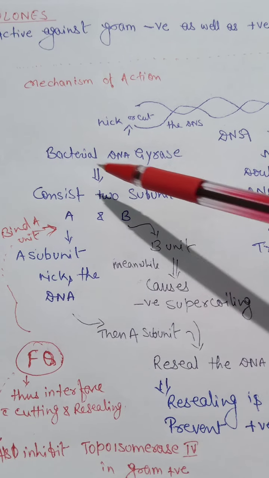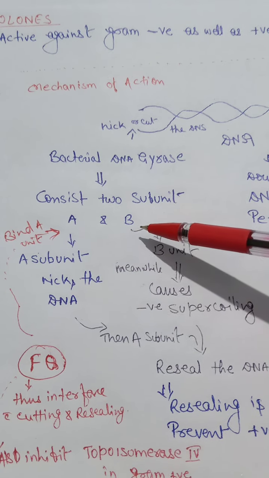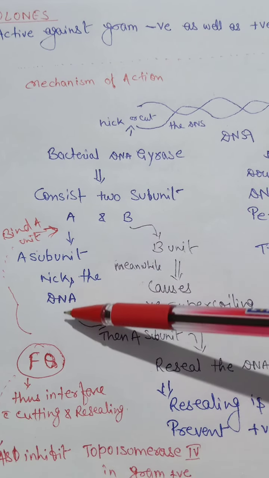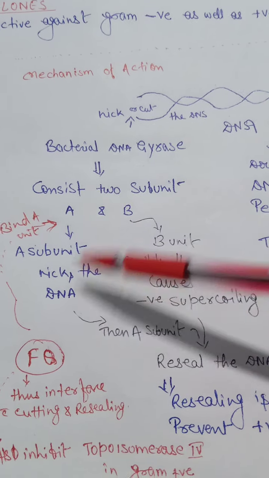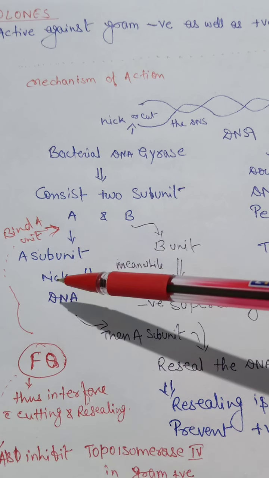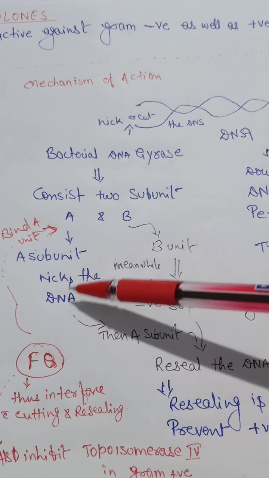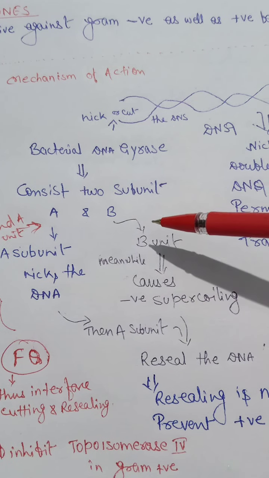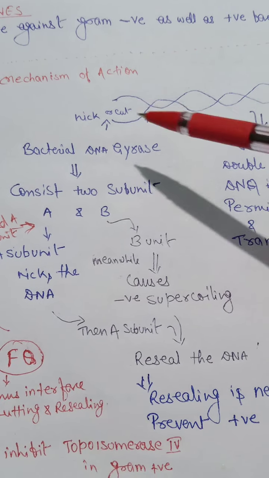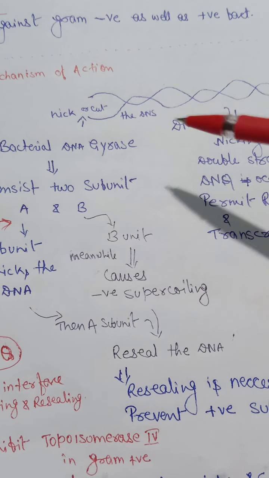How does it happen? The bacterial DNA gyrase consists of two subunits, subunit A and subunit B. The A subunit is responsible for nicking or cutting of the DNA. As soon as the A subunit nicks the DNA, the B subunit is responsible for negative supercoiling. This negative supercoiling means it opens the DNA.